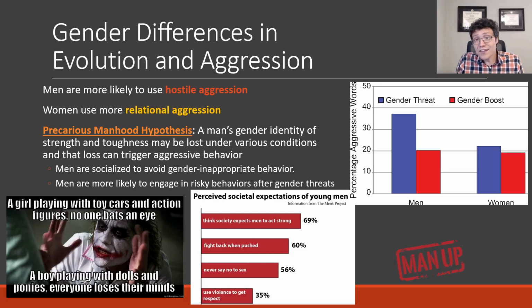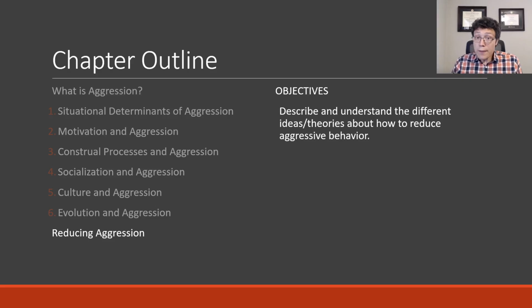Not only that, this goes into the perceived societal expectations of young individuals, right? This idea that, right, over 35% of young men believe they should use violence to gain respect. And if that's kind of a socialized argument, that's problematic here. So we are able to reduce aggression, and that's an important thing to think about.